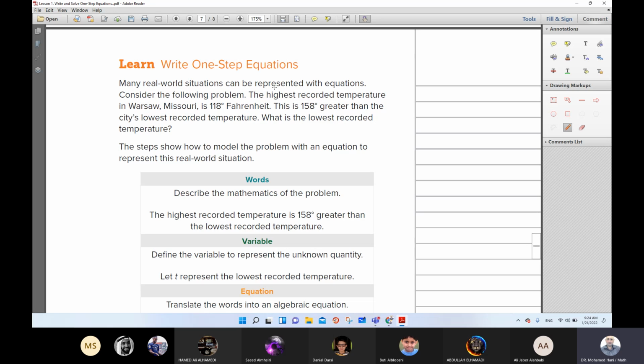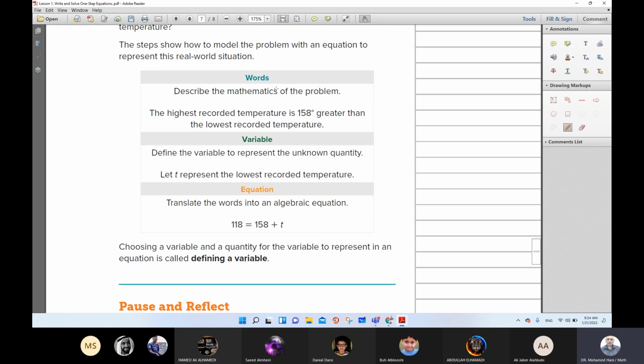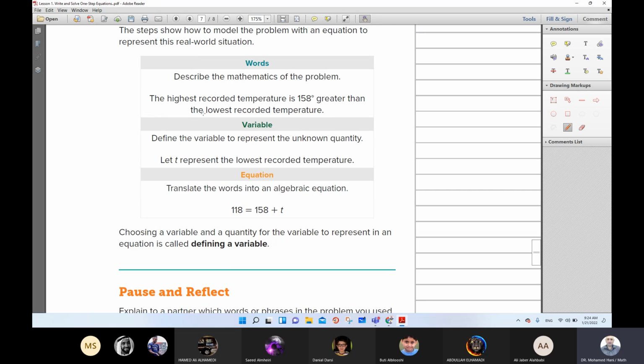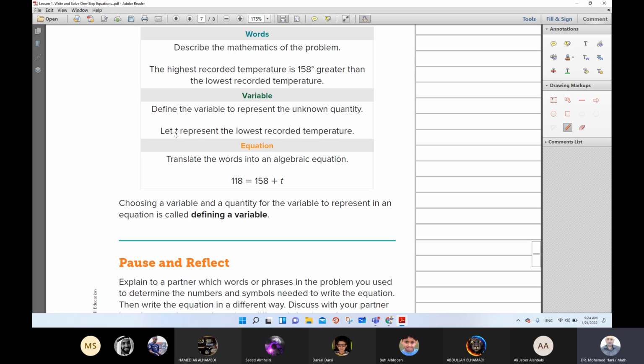Write one-step equation. So when you want to describe the mathematics of the problem. The highest recorded temperature is 158 greater than the lowest recorded temperature. So we want to change from words to the algebraic expression using the variable. So define the variable to represent the unknown quantity. Let T represent the lowest recorded temperature. Then you can write the equation.